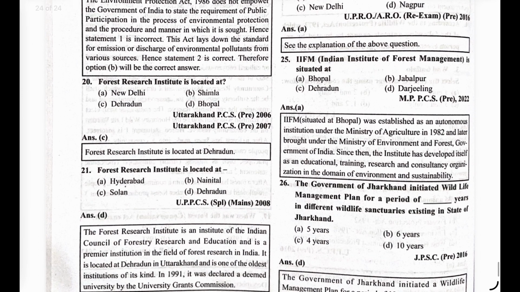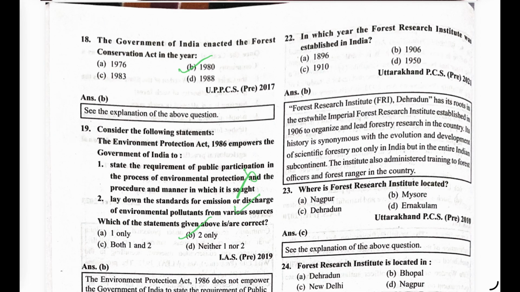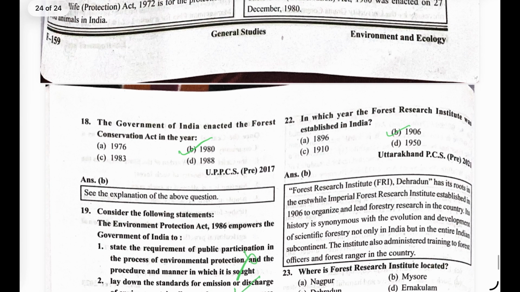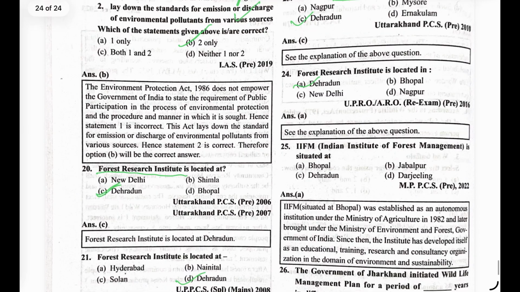Forest Research Institute is located at Dehradun. Where is Dehradun? In which year was the Forest Research Institute established in India? It was established in 1906. This is a state specific question. Where is Forest Research Institute located? Again, Dehradun. Indian Institute of Forest Management is situated at Bhopal. IIFM, Indian Institute of Forest Management, Bhopal.